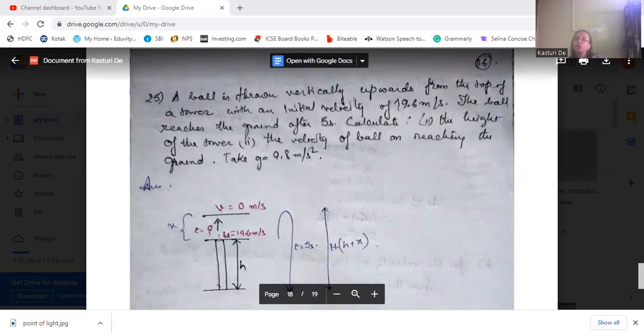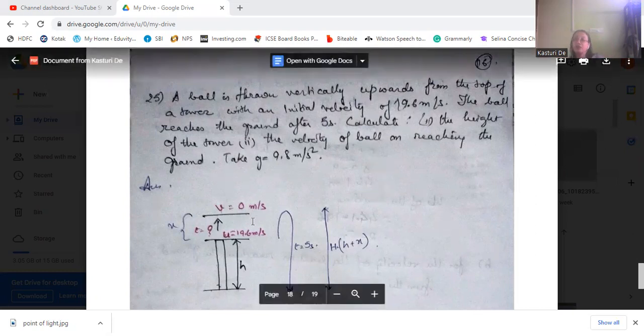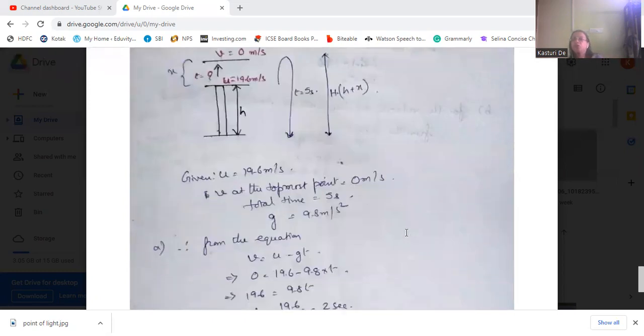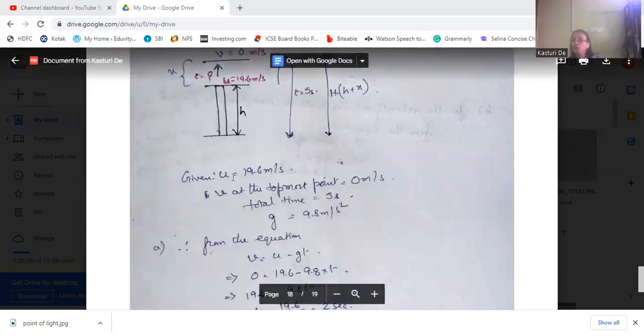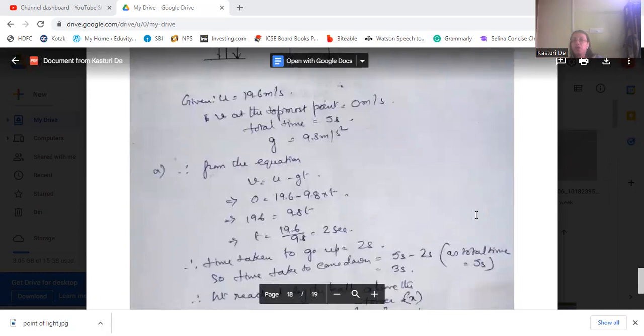So from the top of the tower to the maximum height, say it is x meters. So the total height the ball is covering is h plus x. So u is equal to 19.6 meter per second and v is equal to 0 meter per second. Total time is 5 seconds and g is equal to 9.8 meter per second square.